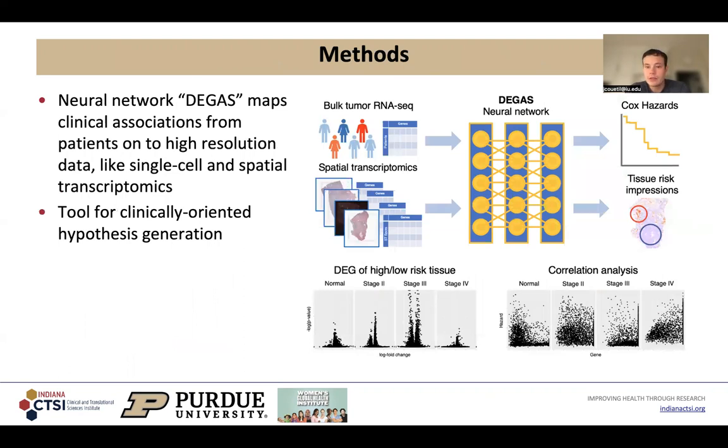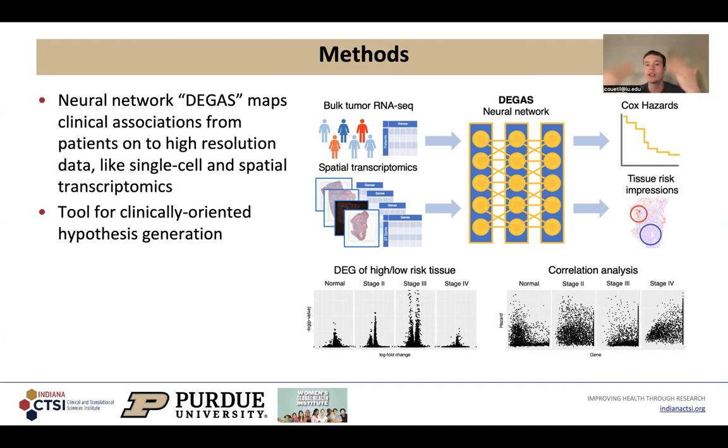So DEGAS, a neural network, essentially what it does is it takes this low resolution data from patients that's linked to their clinical outcomes, and it maps those clinical outcomes onto higher resolution data. So if you have single cell sequencing, it looks like picking grapes off of a vine. It looks at the expression of these single cells from one tumor. And we can essentially align that one cell with a patient. And we say, does this cell look like this high-risk patient or this low-risk patient?